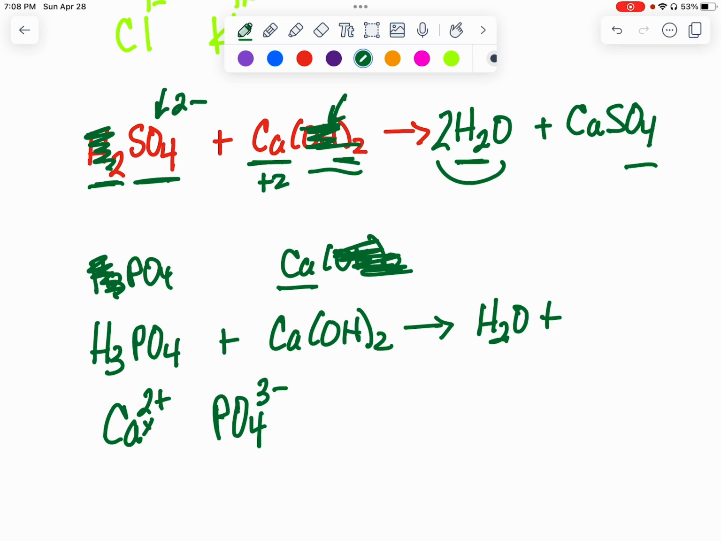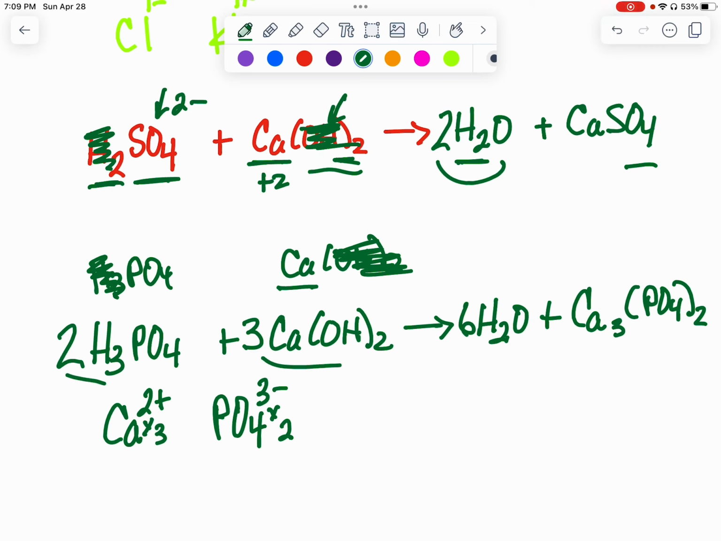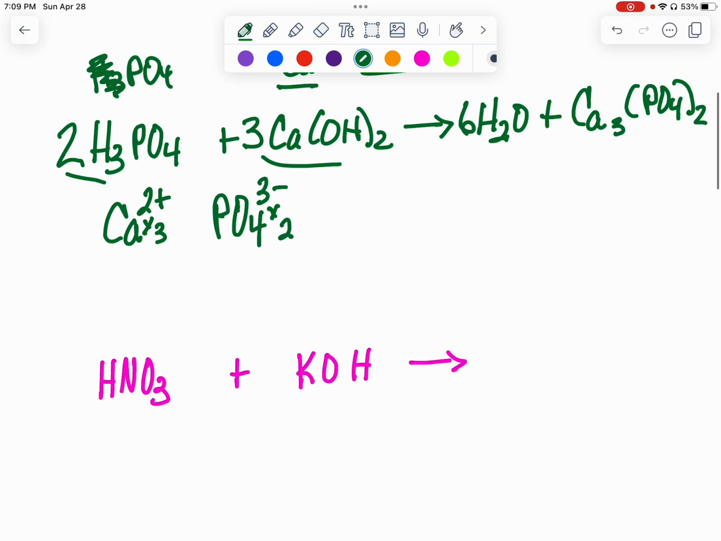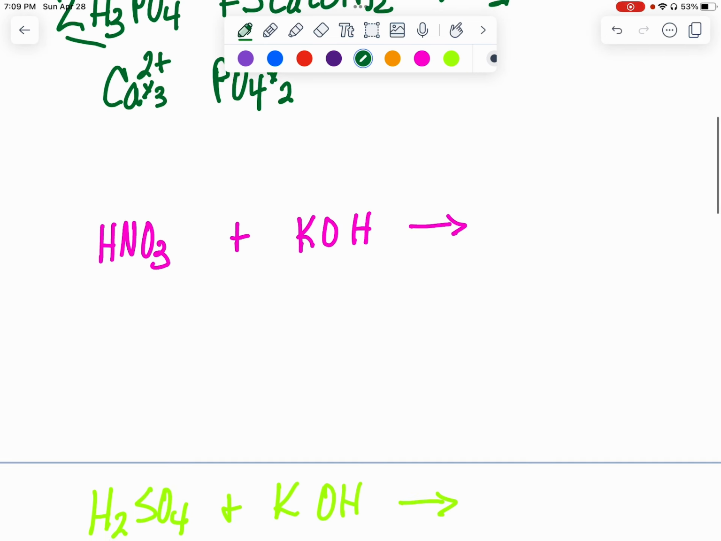We need to multiply this one by a 3 and this one by a 2. Don't forget we have to use parentheses. So calcium, 3, PO4, 2. Then you can go and balance the equation. Put a 3 there, put a 2 there to get 2 phosphates, and then I think you just need a 6 there because you've got 6 H's, 6 H's, so 12 H's. Perfect.